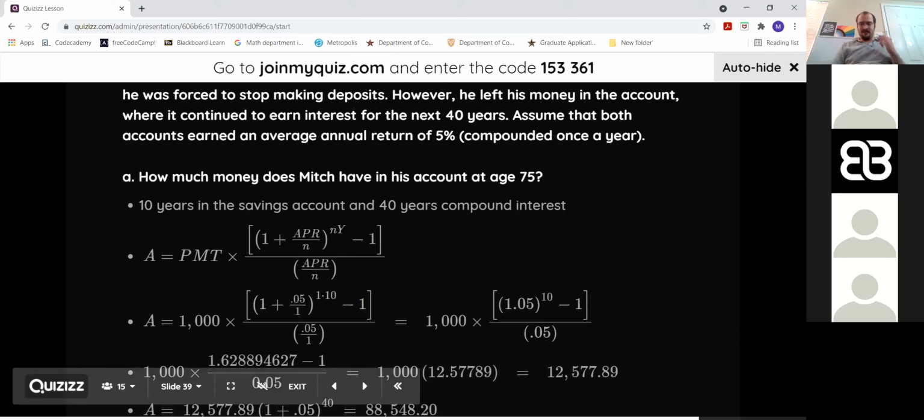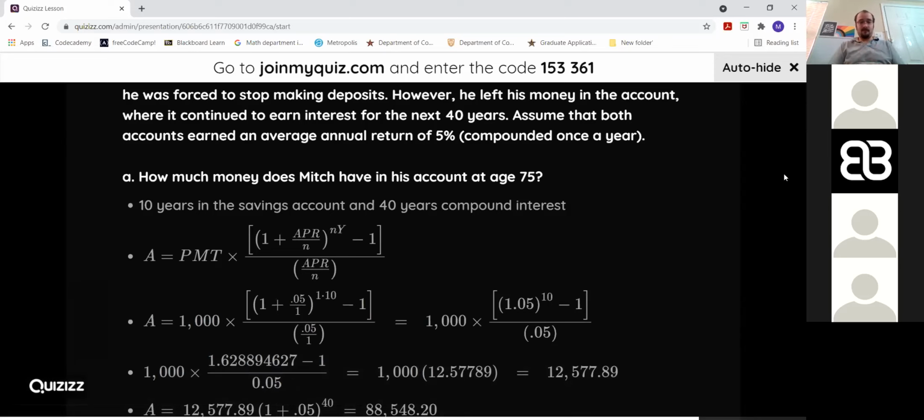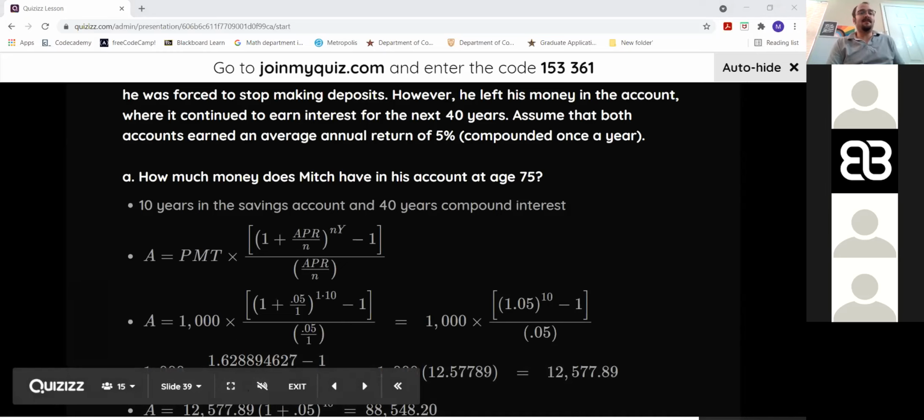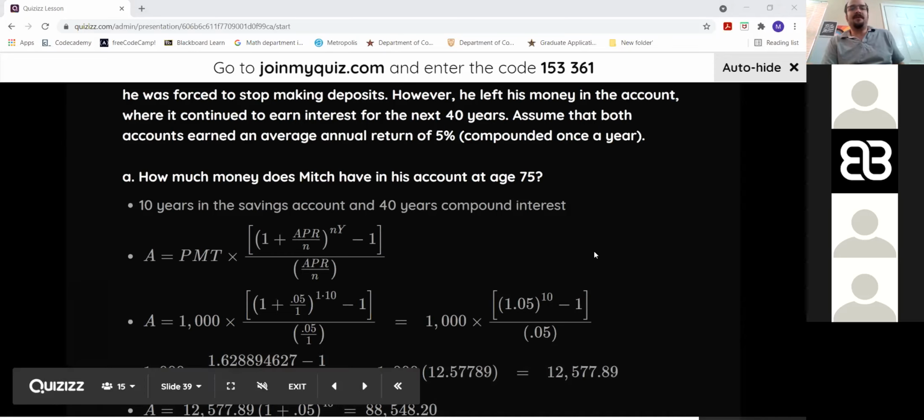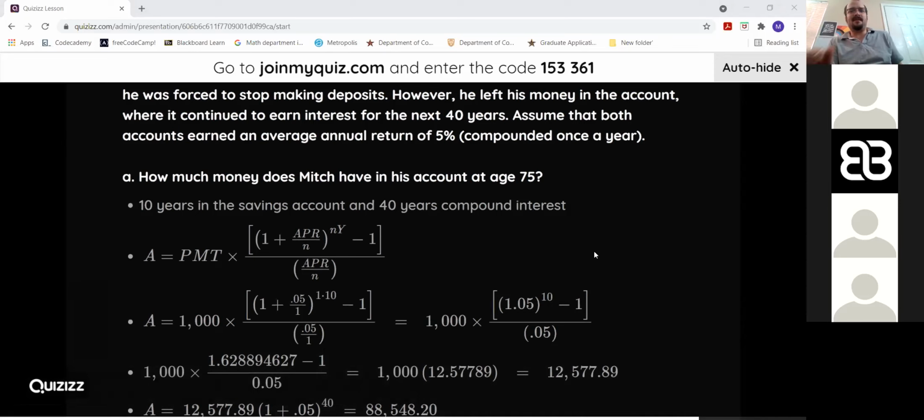We have to take that and plug it back in for 40 more years into something that looks like simple compound interest. I should quit saying simple, it's compound. And so we compound that interest for 40 years, we get 88,548.